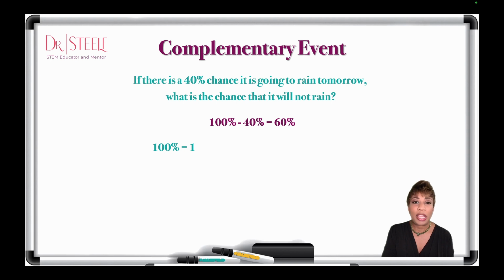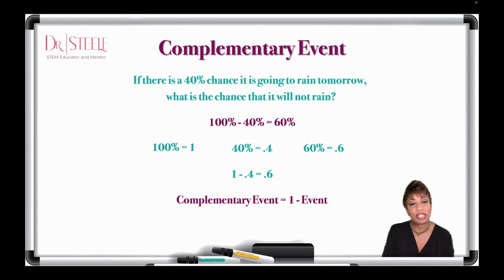Now, another way we can write this, you want to recall that 100% is the same as 1, 40% is the same as 0.4, 60% is the same as 0.6. So 1 minus 0.4 is 0.6 or 6/10. And so we are going to have our complementary event, which basically just says you're going to take 1 minus the event that it is going to happen, or the opposite of what the question is asking.